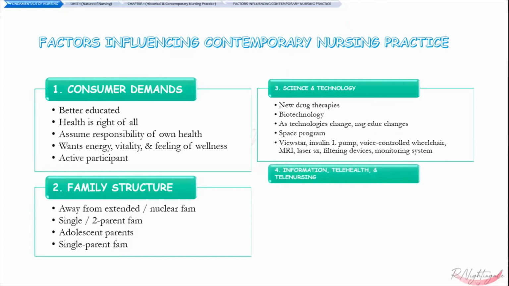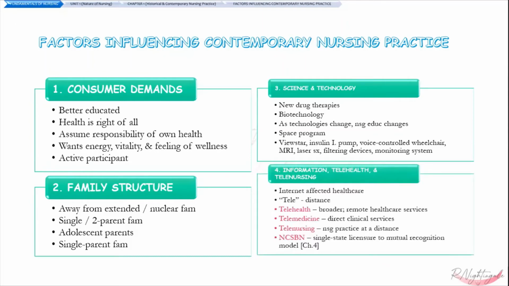Fourth are the information, telehealth, and telenursing, especially true during this pandemic. The internet has already affected healthcare, with more and more clients becoming well informed about their health concerns. As a result, nurses may need to interpret internet sources as information for clients and their families, because not all of the internet-based information is accurate.